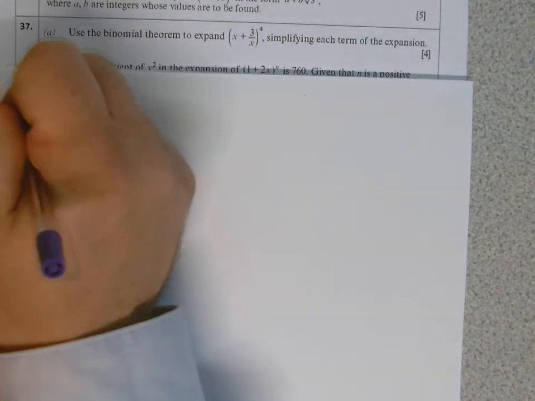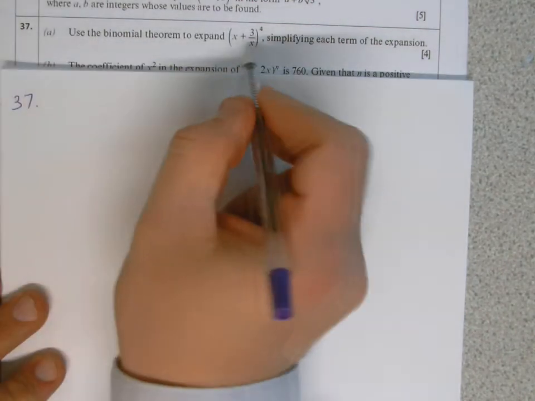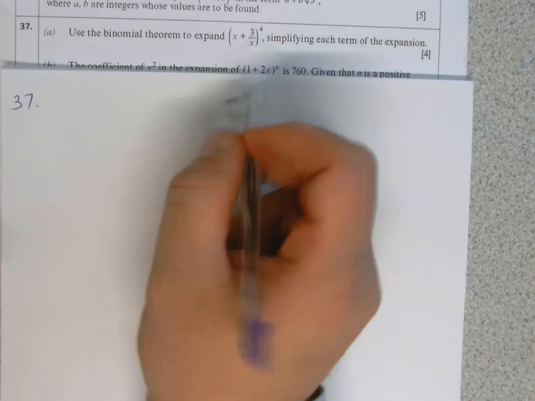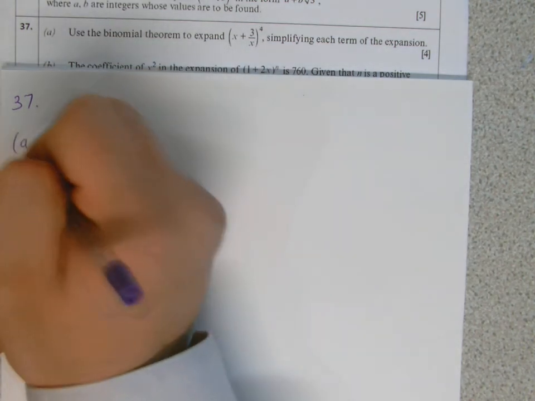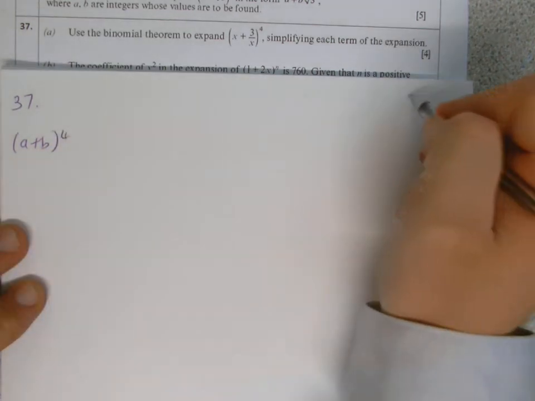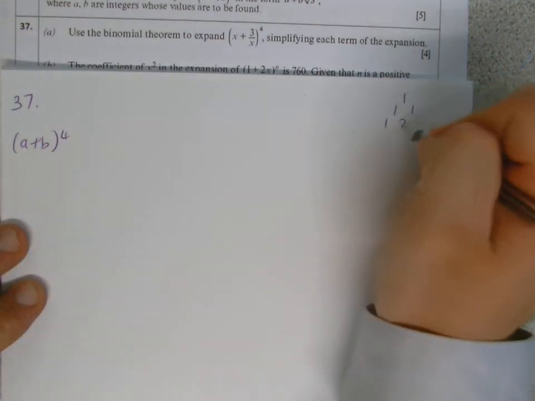Right, question 37. Use the binomial theorem to expand this. So we want (a + b) to the power 4 first. Okay. And you need your Pascal's triangle all the way to 4.